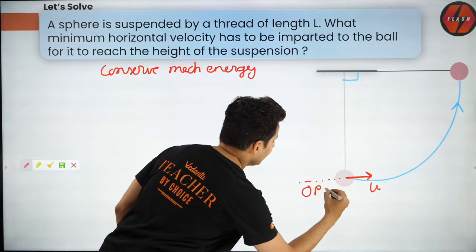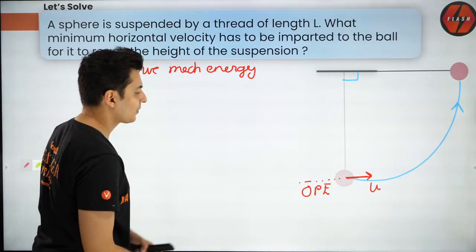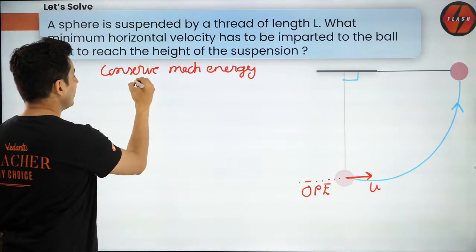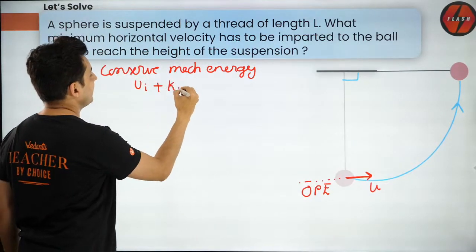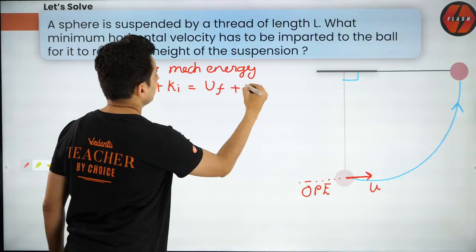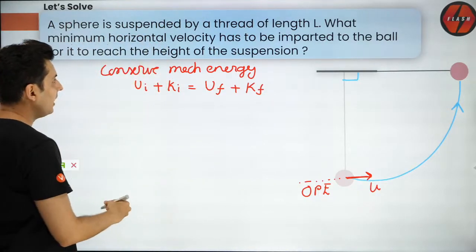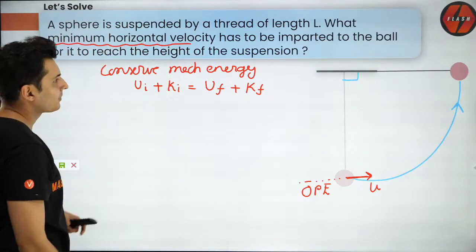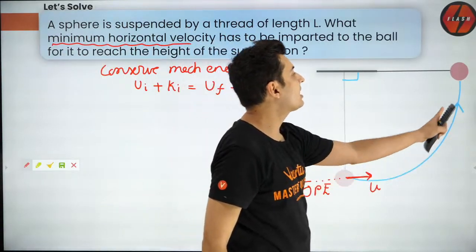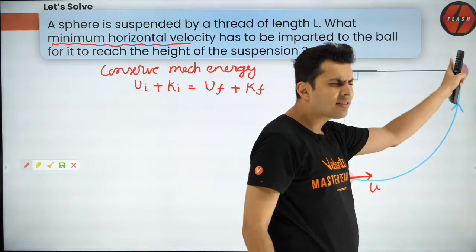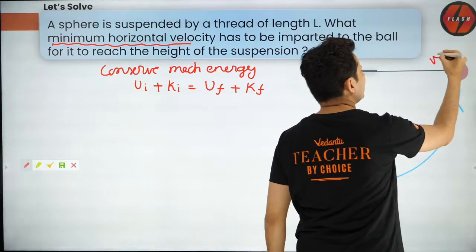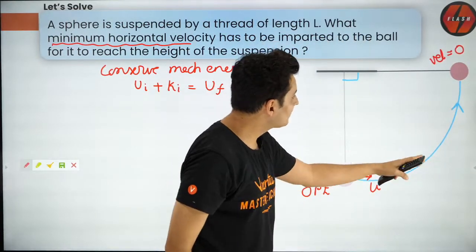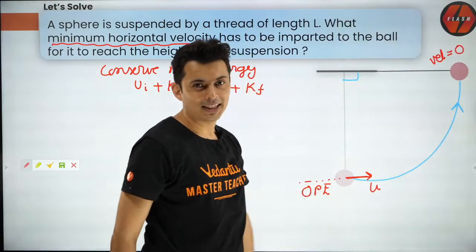I'll assume this line as zero potential energy. Okay, so any object placed on this line has zero potential energy. So initial potential plus initial kinetic should be final potential plus final kinetic. Now, since the question says the minimum horizontal velocity, that means it just has to reach here. So when it just reaches here, what would be the velocity? Obviously the velocity will be 0. Anything more than this, it will obviously go beyond this point.